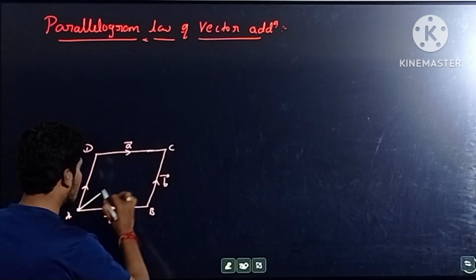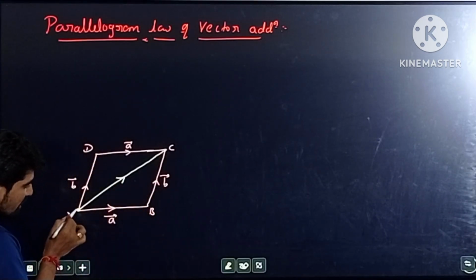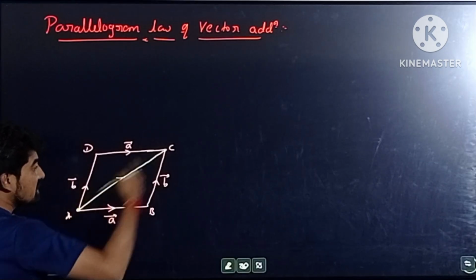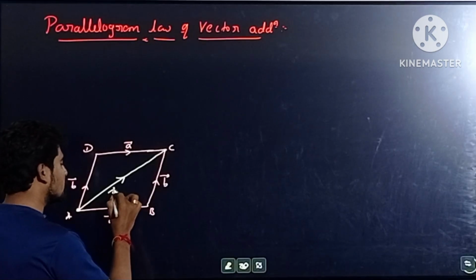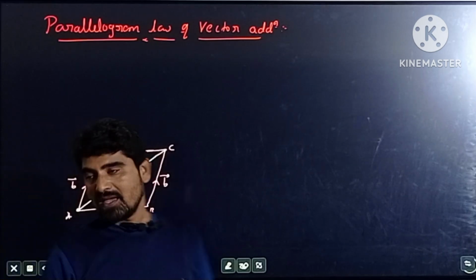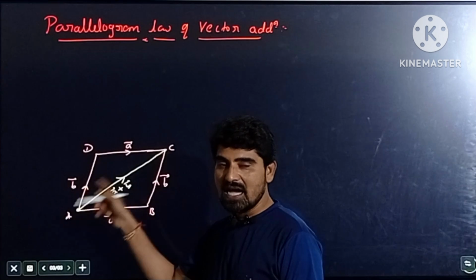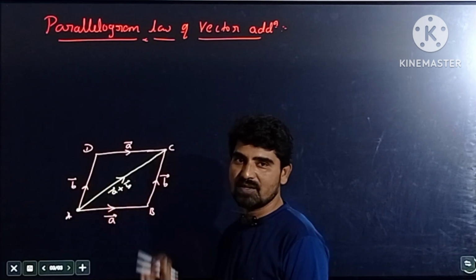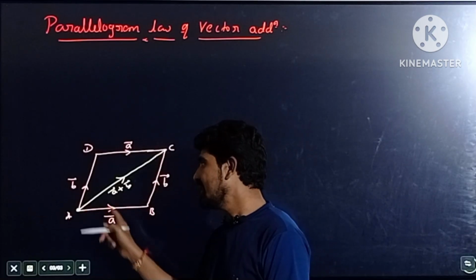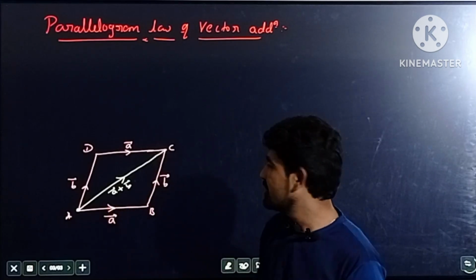It means this diagonal, which is initiated from the same point where the A vector and B vector are initiating, represents the resultant of these two vectors, A vector plus B vector. I hope all of you understood. What is the statement? If the A vector and B vector are the two adjacent and co-initial sides of the parallelogram, then the diagonal which is initiated from the same point as the A vector and B vector represents the resultant of these two vectors.